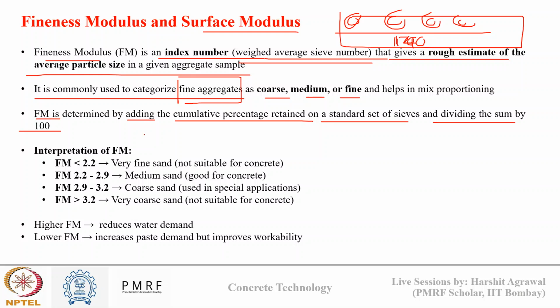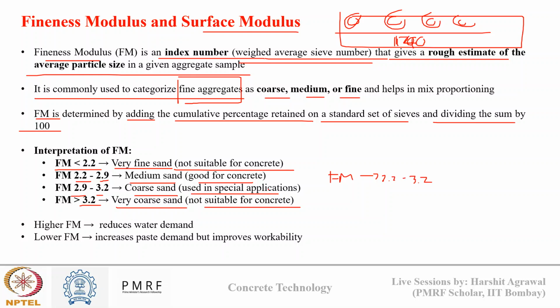And how do we interpret this number? By the quantity that we are getting. If my fineness modulus is less than 2.2, we say that it is very fine sand, which is not suitable for concrete. If it is between 2.2 and 2.9, we say medium sand, which is good for concrete. 2.9 to 3.2 is coarse sand, which is used for special applications. And if it is above 3.2, it is very coarse sand, which is not suitable for concrete. So we need the fineness modulus of our sand to lie in the range of 2.2 to 3.2.